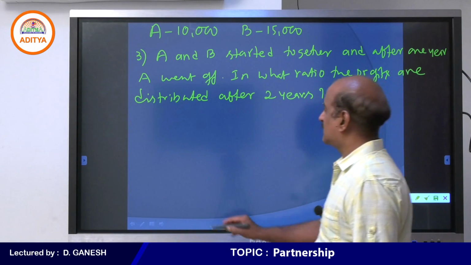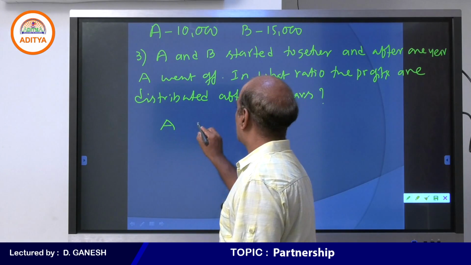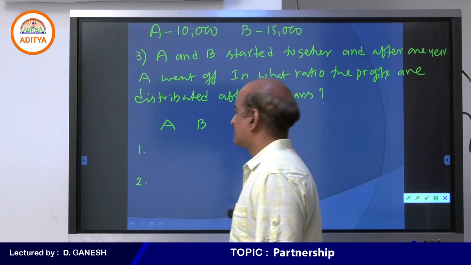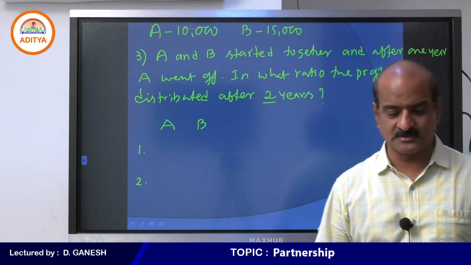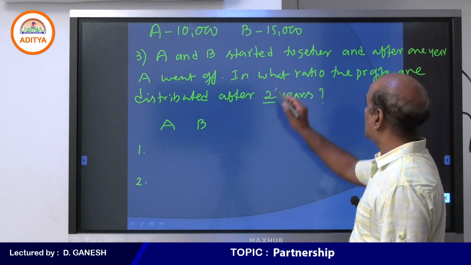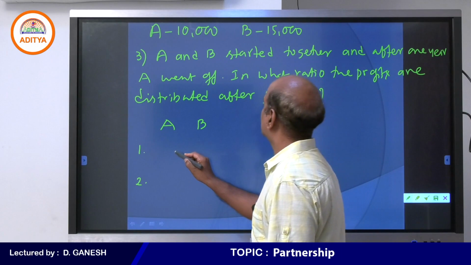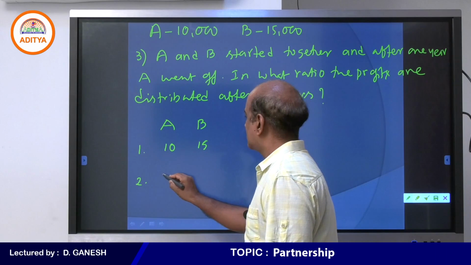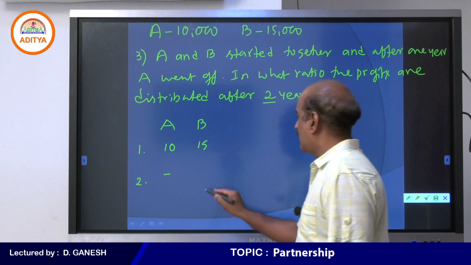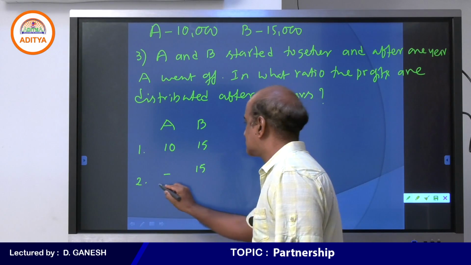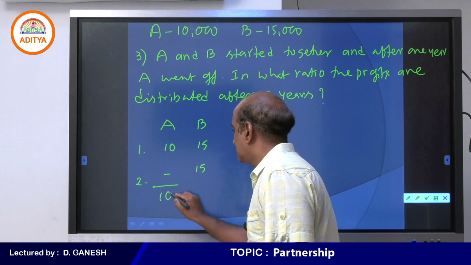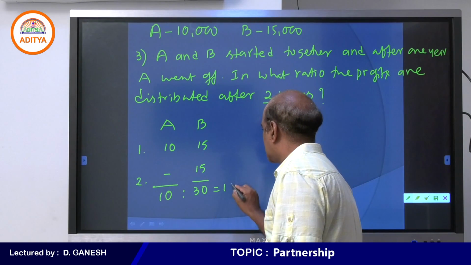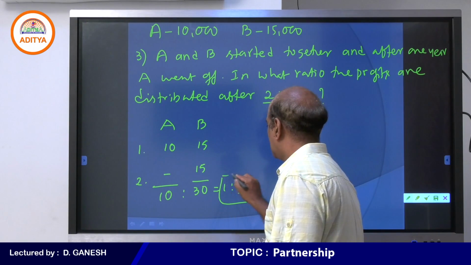So this time A and B, and of course this is for 2 years, first year and second year. A and B started together, which means in the first year A is there, and in the first year B is also there. After 1 year A is not there because A went off, and B continues with 15,000. So 10 plus 0 is 10, and 15 plus 15 is 30. Now it is clear that they must distribute the profits in the ratio 1:3.